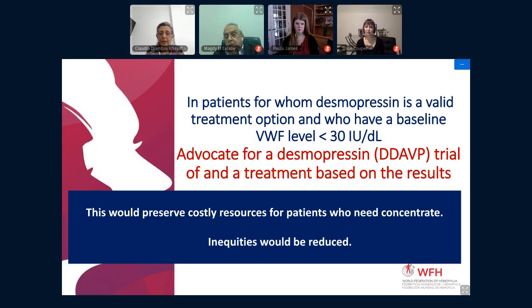So, saying that, I think it is really important, when you want to treat people, to advocate for desmopressin first, because we know that the majority of patients are not severe cases. And whatever the severity, in patients in whom desmopressin is a valid treatment option and who have a baseline of less than 30 units per deciliter, I think it's important to advocate a trial of desmopressin and to treat them based on the results, because it will preserve costly resources for patients who need concentrate, and inequity would be reduced, certainly when you have more treatment.